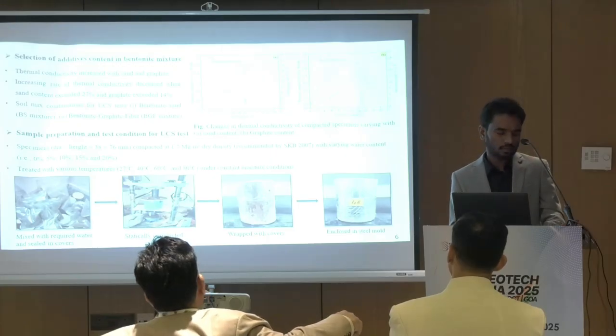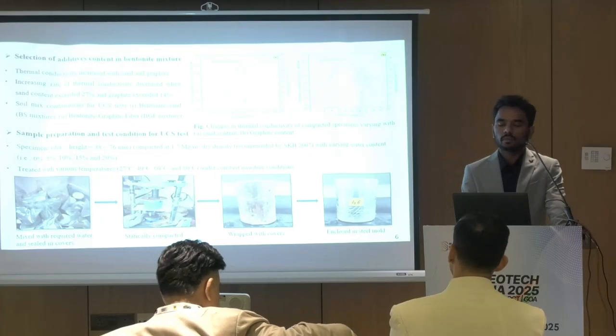So based on this thermal conductivity parameter, we have selected 2 combinations of mixtures. One is bentonite and sand, and one is bentonite, graphite and fiber. The fiber content is fixed at 0.25%.